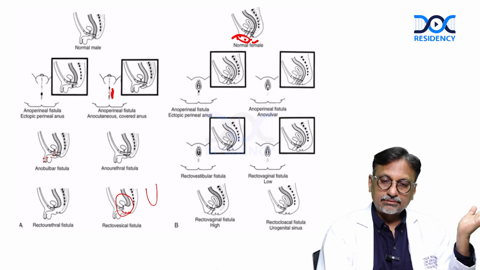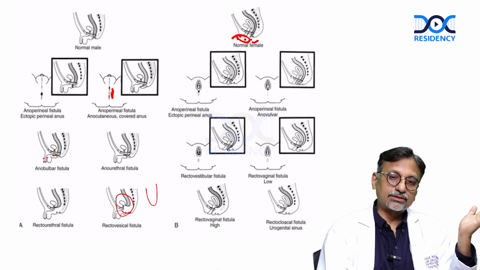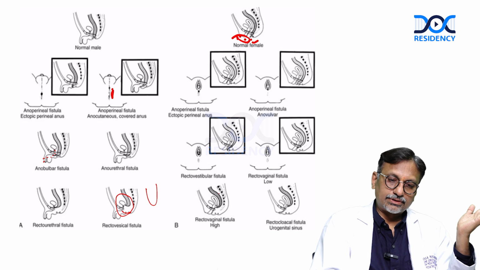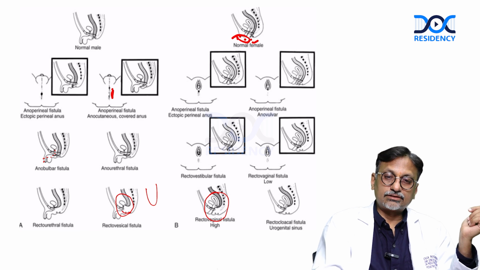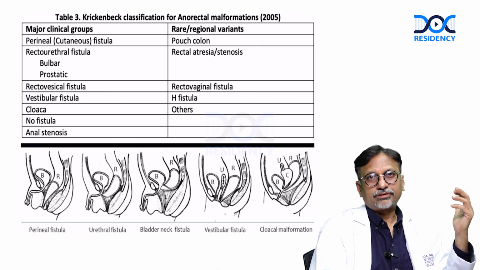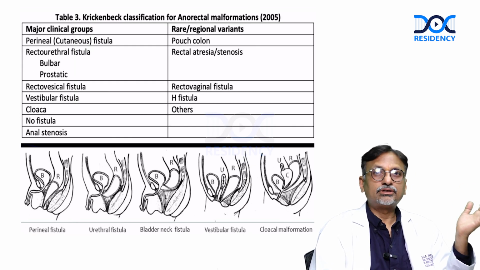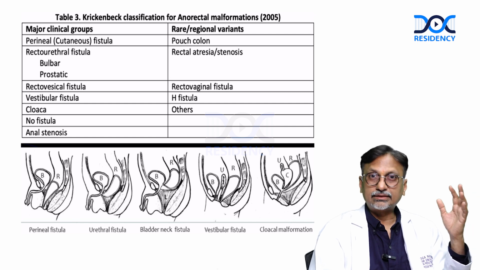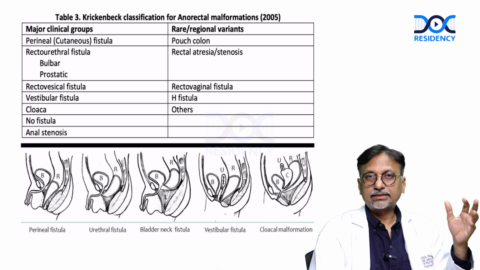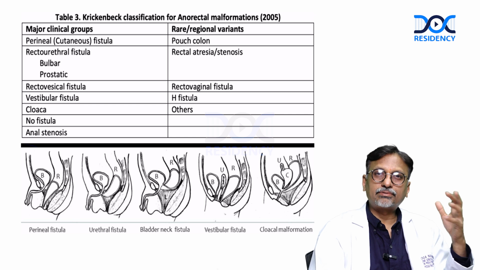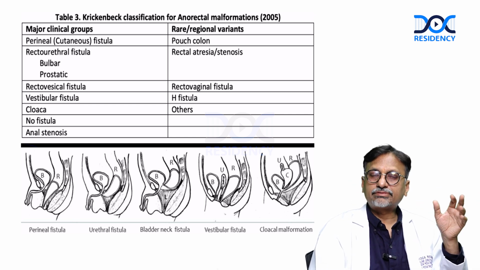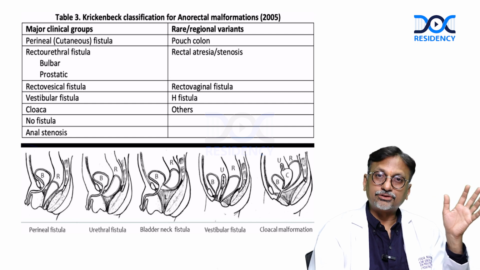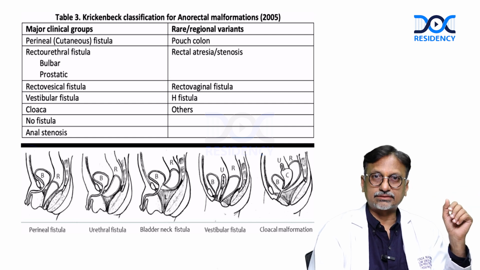And sometimes there will be a communication into the vagina. That's what we call a rectovaginal fistula, where it will be opening directly into the vagina. So the child will be passing stools from the vaginal orifice. Many modifications have been made in the classification because it is a little bit confusing, and misunderstanding can occur. So for better understanding according to the treatment, in 2005 they came up with a new classification, which is called the Krickenbeck classification.